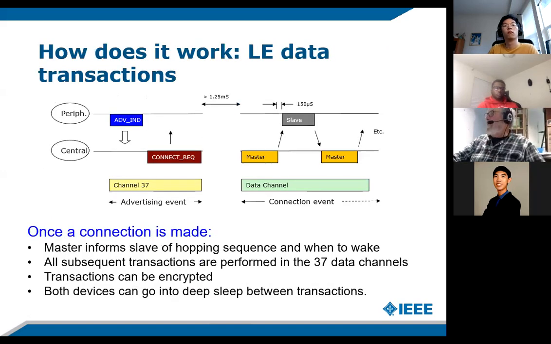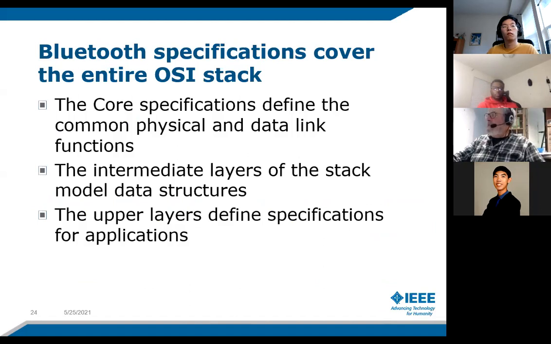Thank you. So that's how you get to low power. Now let's talk about systems a little bit. The core specification, which you can go online and download, is huge. I forget how many pages it is now, but version 5.1 is several thousand pages. It defines the common physical and data link functions. The intermediate layers of the stack model data structures like packets and sets of packets. The upper layers define specifications for applications. They usually call them profiles.